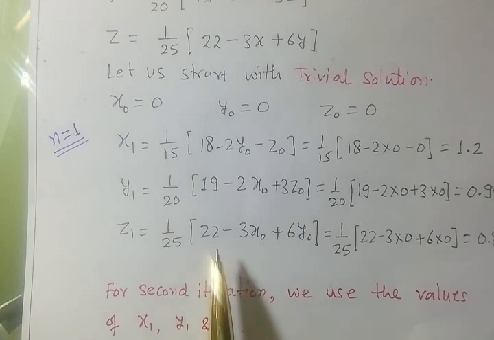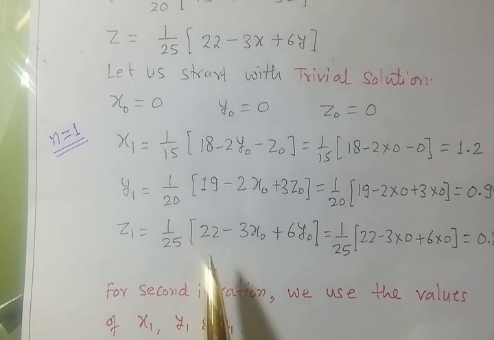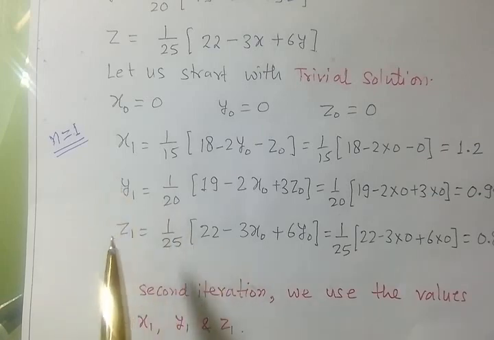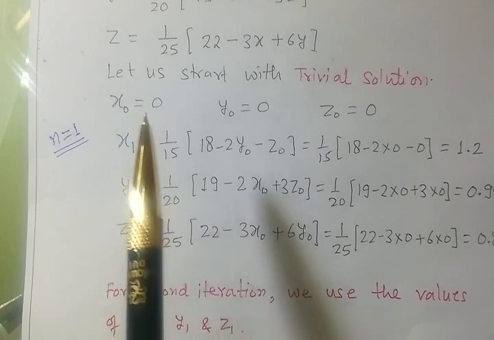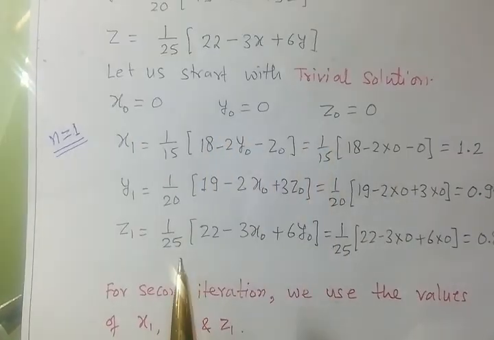Similarly, we are putting the values here: x0 is 0, y0 is 0. So z1 will be 22 divided by 25 and this becomes 0.88. Okay. So for the second iteration, we are using these values x1, y1, z1. For x1, y1, z1, we have used the values x0, y0, z0. In the same way for x2, y2, z2, we'll be using these values x1, y1 and z1.